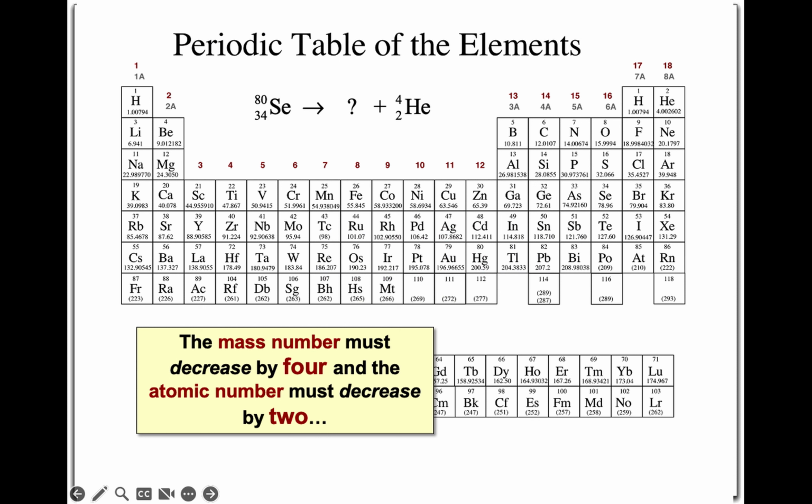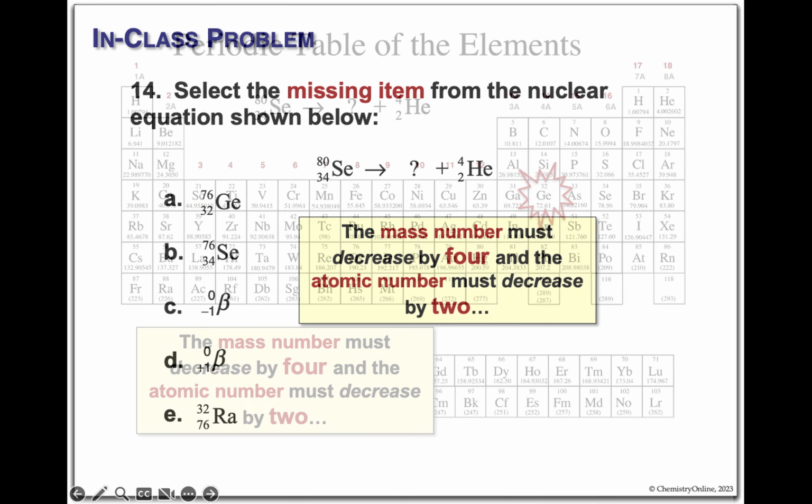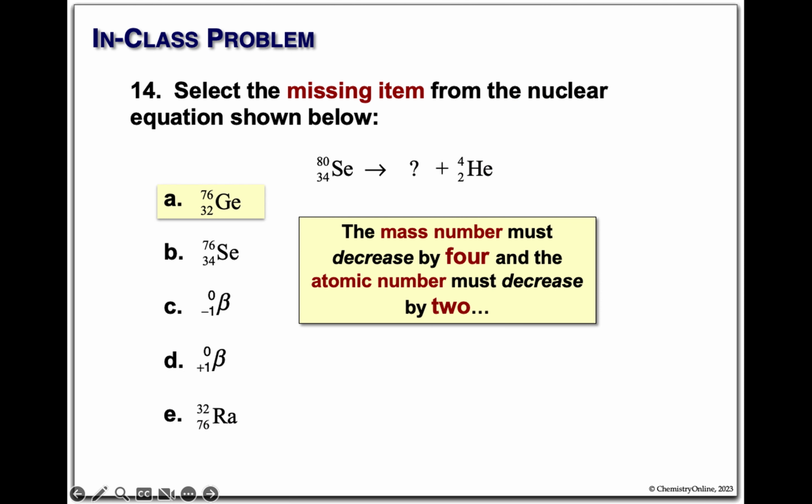So, we are at selenium. It's right here. Again, atomic number 34. We are going to lose an alpha particle. When we do, the atomic number will decrease by 2, and that will take us downward to germanium. Germanium, atomic number of 32. Therefore, look at our options. Right there in A, germanium 76, so we decrease the mass number by 4, decrease the atomic number by 2.